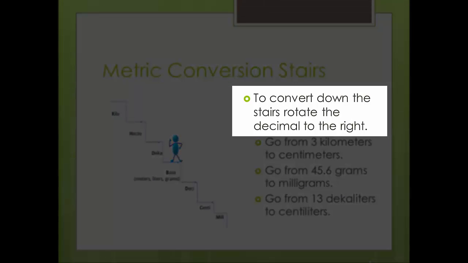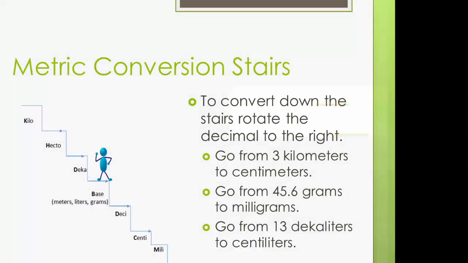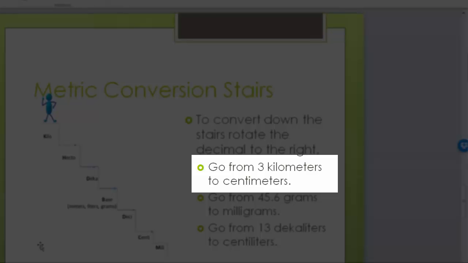Now let's look at some metric conversions and how we can use our conversion stair chart to move down the chart. So to convert down, it's going to be the same process we used to convert up, except this time we're going to be rotating our decimal to the right rather than to the left. For our first example, we're going to go from 3 kilometers down to centimeters.